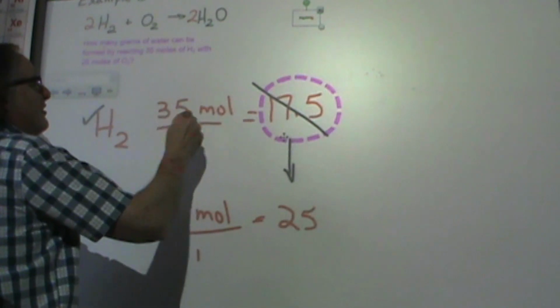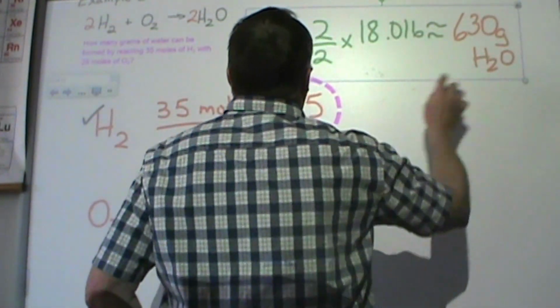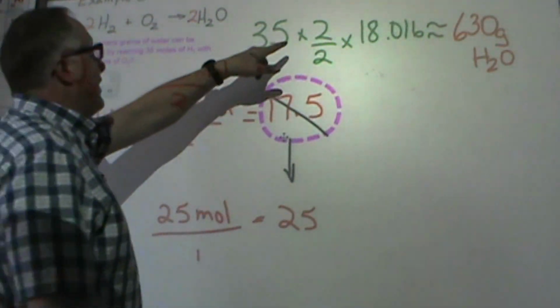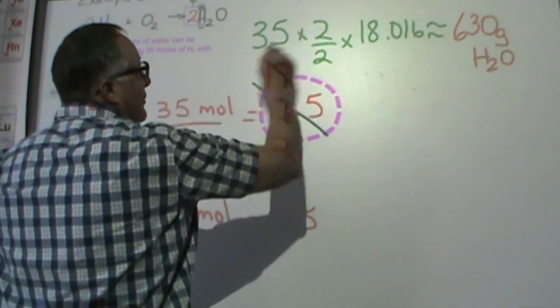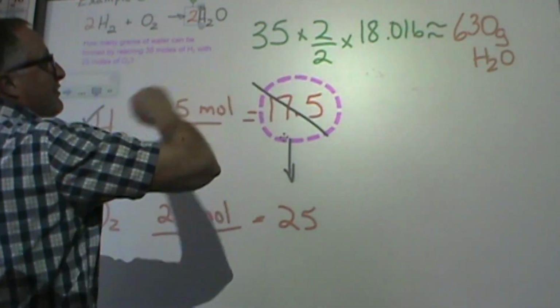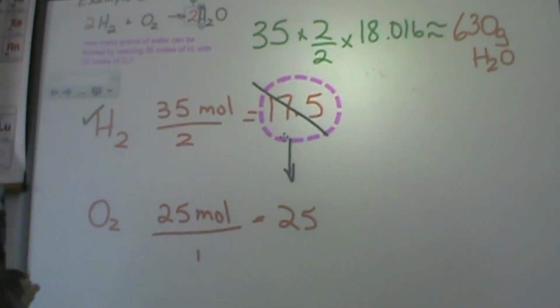I'm going to go back to the number of moles. So 35, the number of moles, times 2 over 2 again, desired over given, times the molecular weight of water, which we are familiar with at this point, will give us approximately, to 2 significant digits, 630 grams of water.